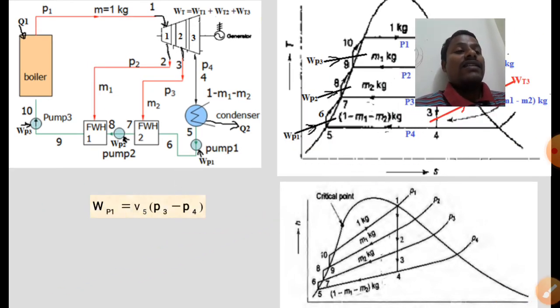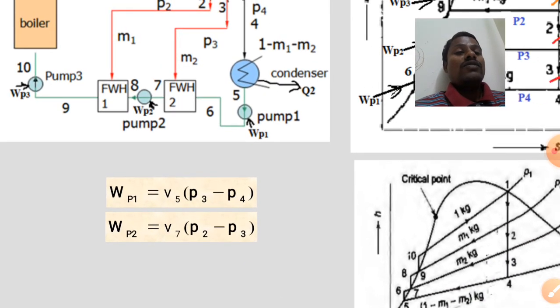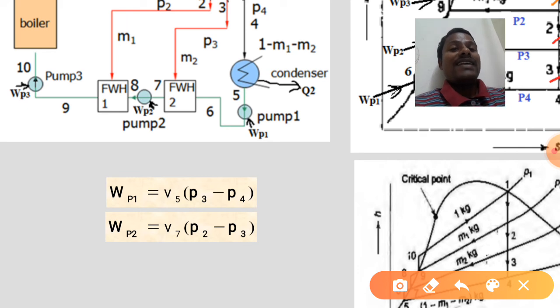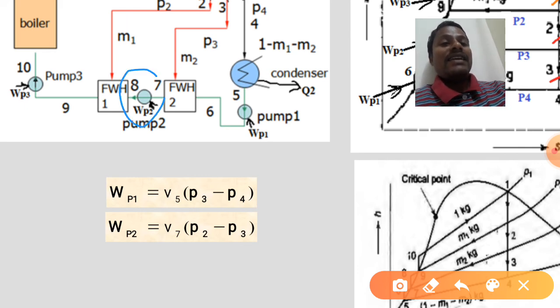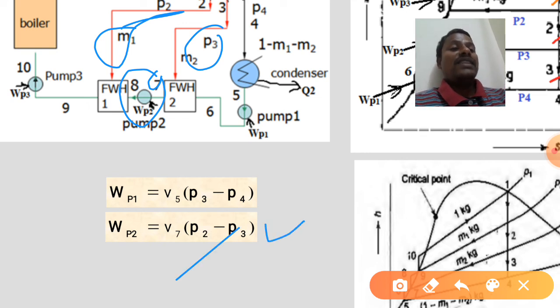Then again, if you look at the next, pump work 2, pump 2 is operating between 7 and 8 here. Then again the pressures are P2 and P3. The higher pressure is P2 in this line, and the lower pressure is P3 from feed water heater 2. So the inlet specific volume is V7 for this pump. Therefore we can write this expression, that is V7 into P2 minus P3.